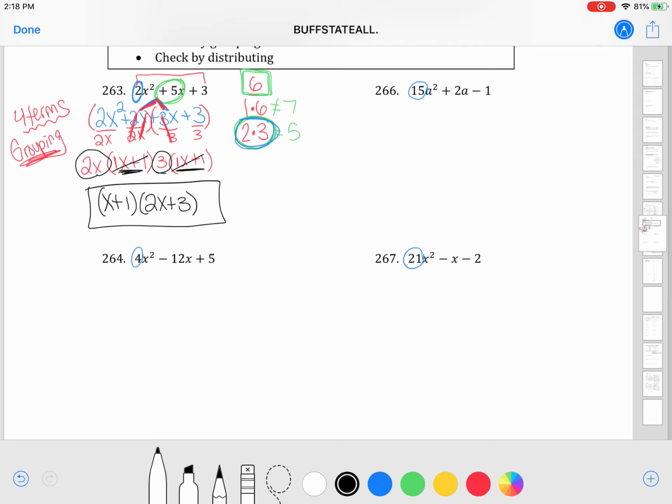Again, all of these can be checked by distributing. All of my checks are on my key on Blackboard. If you want to see how the checks are done, just go check it out there, but they're all done the same way. We've already done a couple of these together.